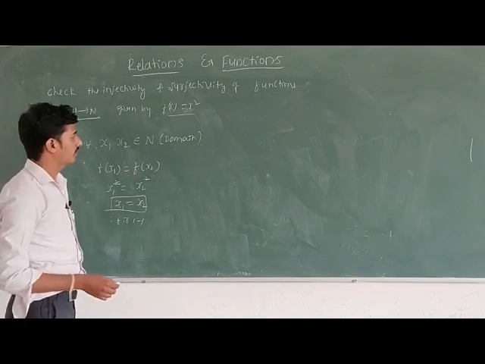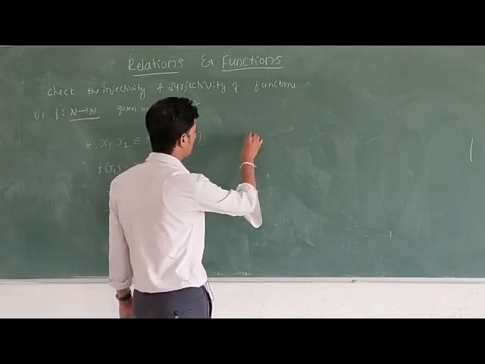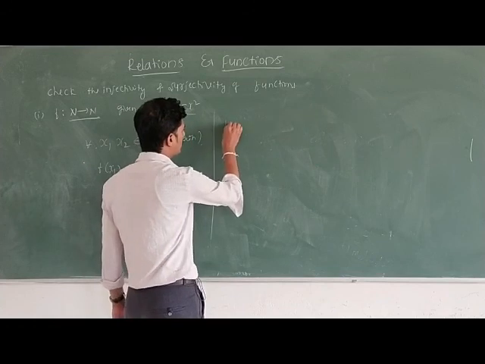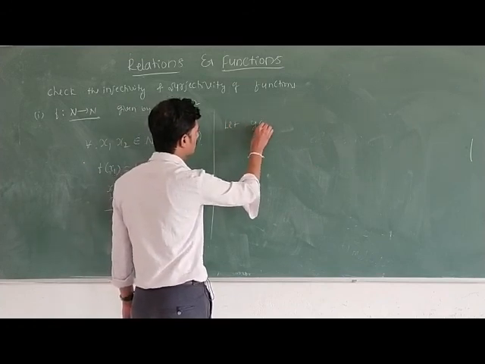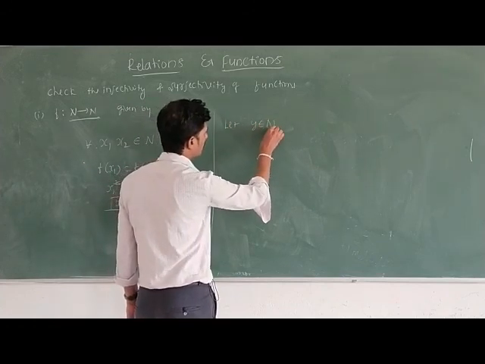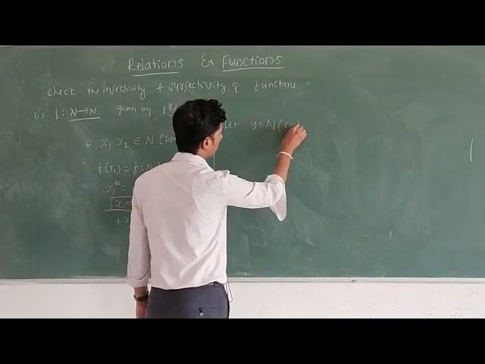Similarly, according to the definition of the onto function, you may consider an element from the codomain. So let y belong to the codomain, that is capital letter N, the codomain.